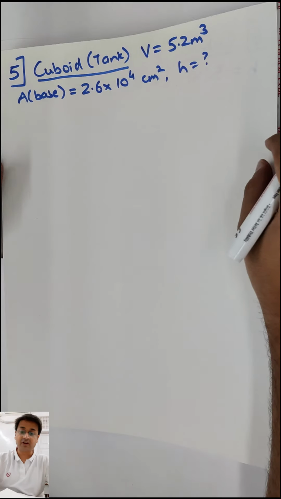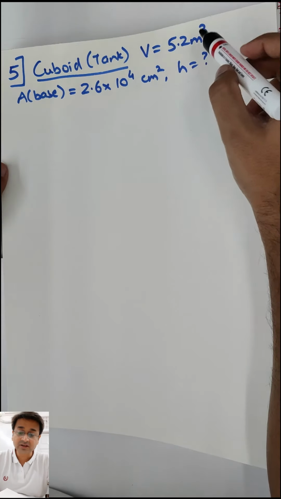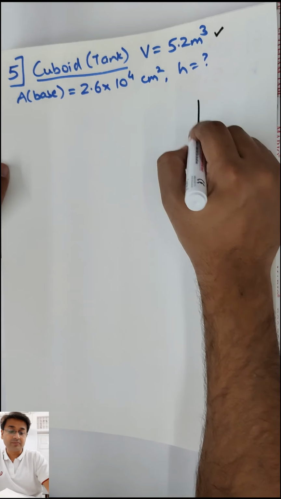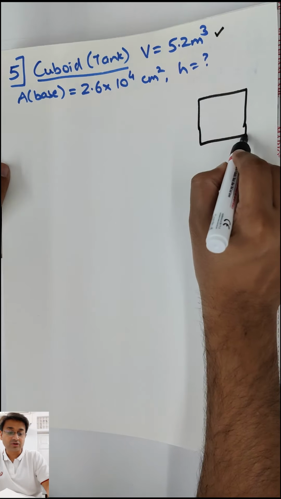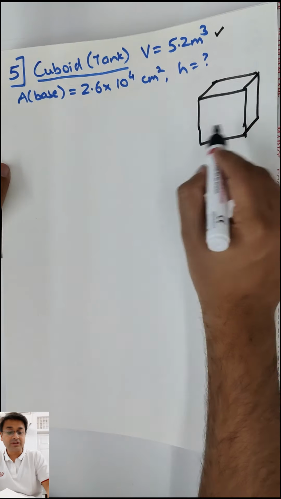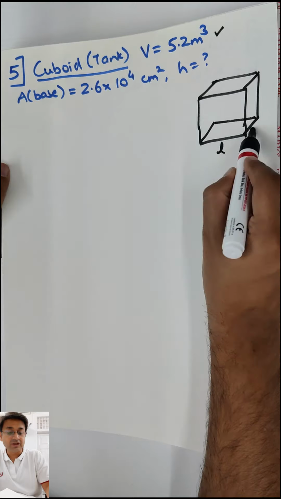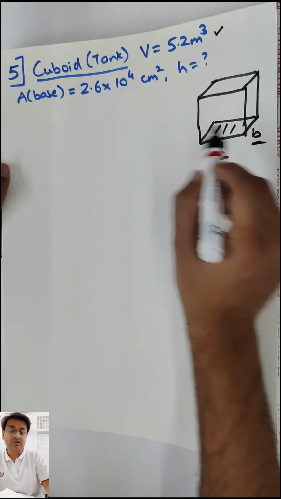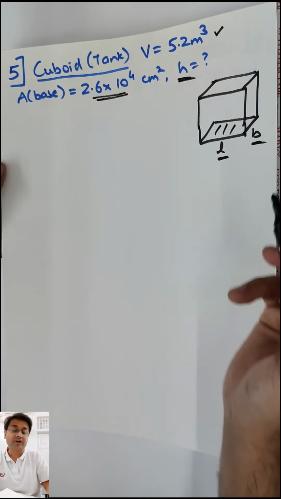Sum number 5. They say cuboid, which is a tank, has the volume and the area of the base given. So see, if this is your cuboid, which is your tank, you have been given the volume and the area of the base. Area of the base basically means length into breadth, nothing else. So length into breadth is already given. What you need to find is the height.